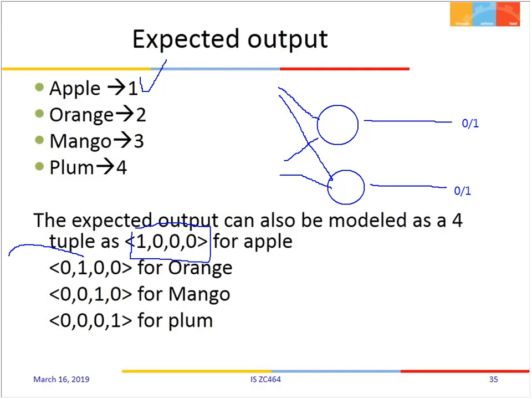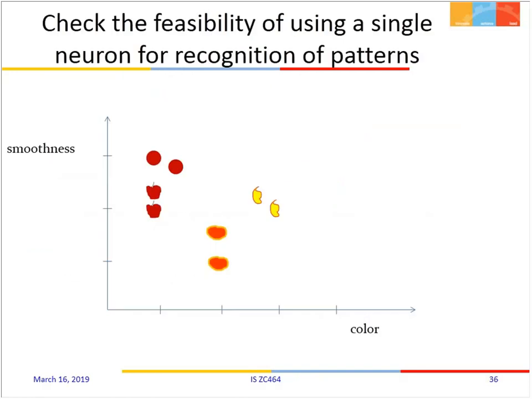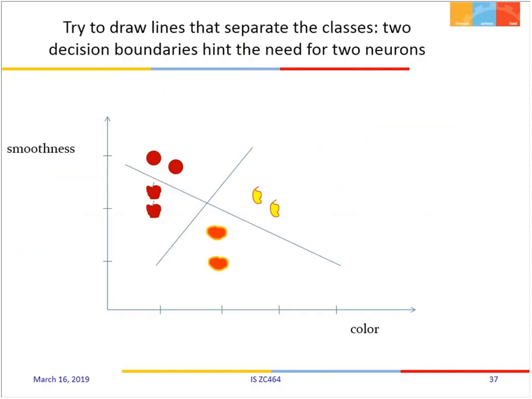Say, for example, here smoothness and color are taken. So you know that this is data which is separable through 2 lines, right? So these are the 2 different lines which can separate out the 4 classes. We can very well work with a linear set of boundaries represented by 2 different neurons, right?